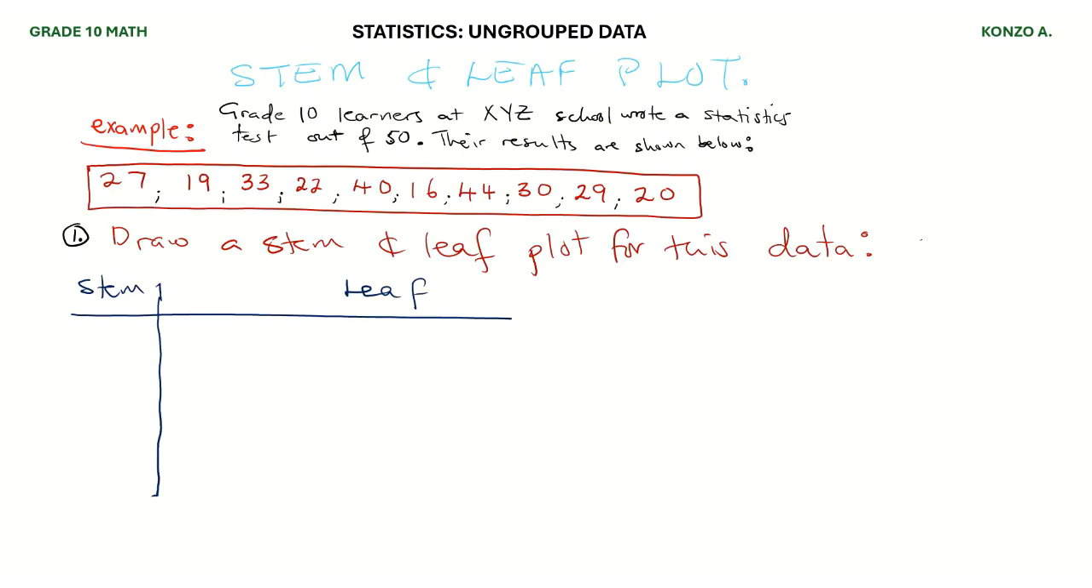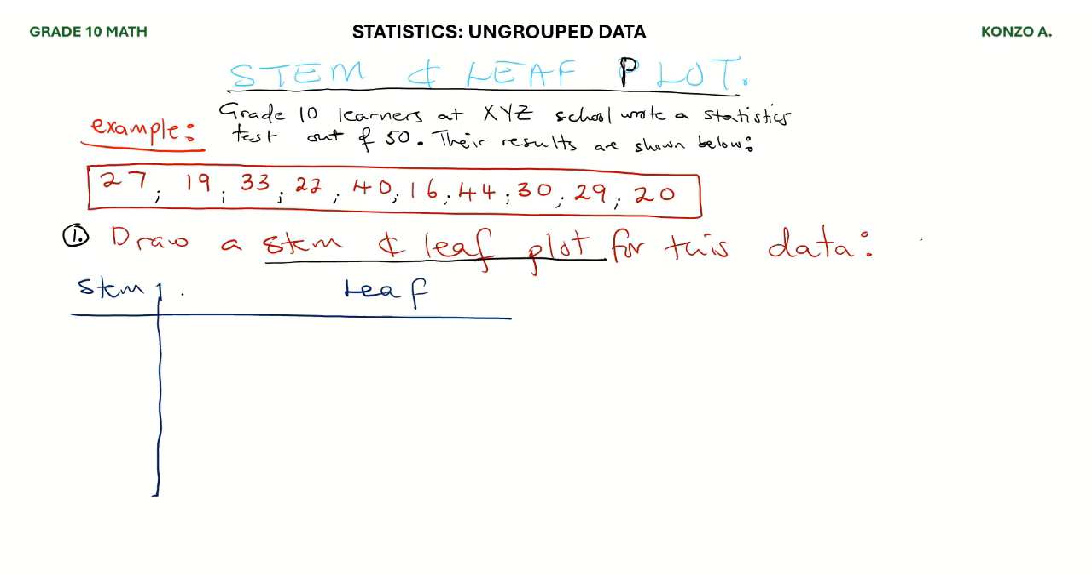Let's go to the next section, which is the stem and leaf plot. You might remember this from previous grades, but anyway, let's talk about it. Take a look at this example. Grade 10 learners at some school XYZ wrote a statistics test out of 50. Their results are shown below. There's a 27 out of 50, 19 out of 50, 33 out of 50, 22 out of 50, 40, 16, and so on. What we need to do here is to draw another kind of representation of ungrouped data, called a stem and leaf plot, for this data.